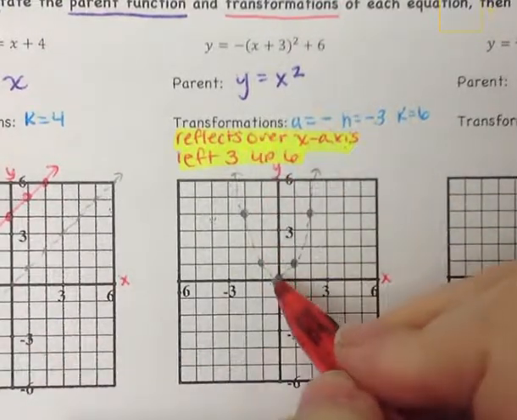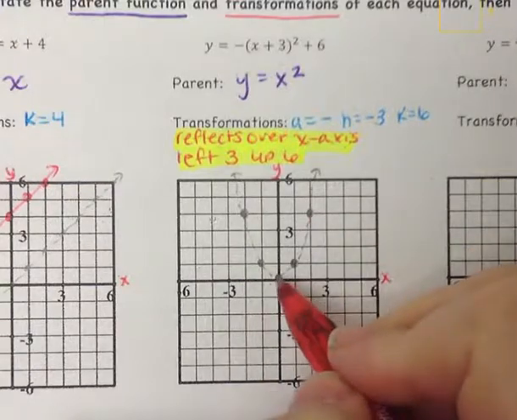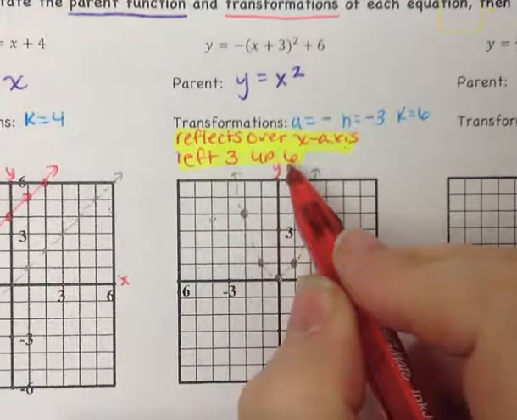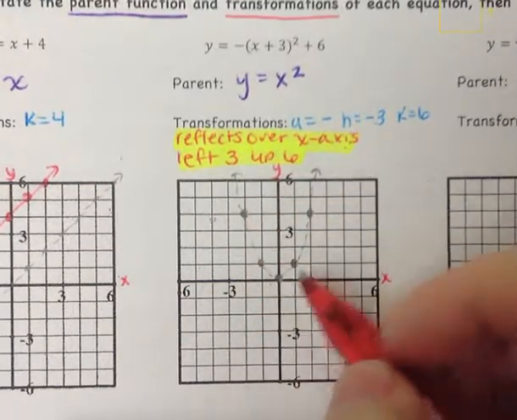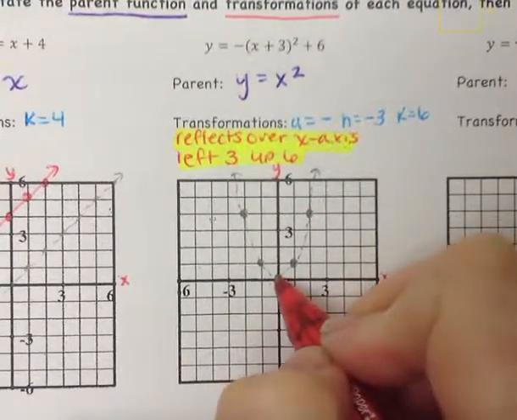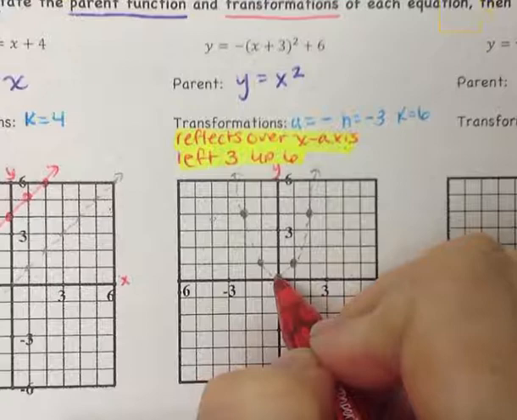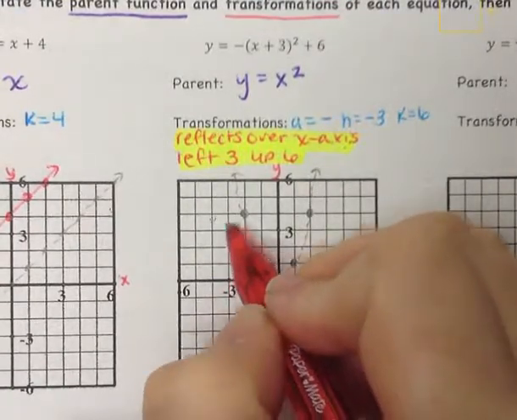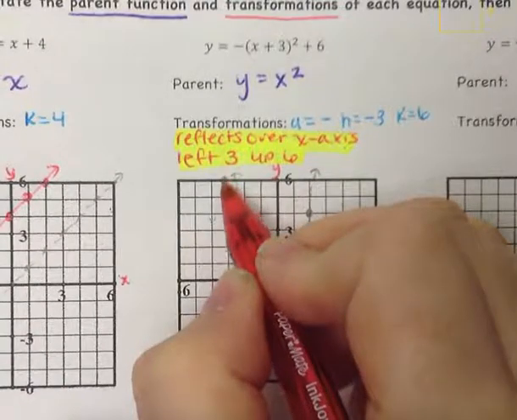So if I take any of these coordinates, and I reflect over the x-axis, move them left 3, and then up 6, I will have my new coordinate. So to reflect this coordinate over the x-axis, it already is because it's on the x-axis. Then I want to move left 3, 1, 2, 3, and then up 6. 1, 2, 3, 4, 5, 6. This is our new vertex.